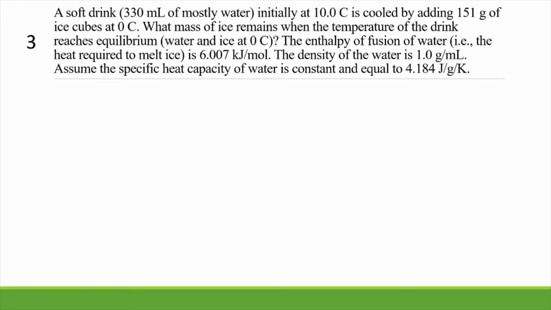Okay, number 3, a soft drink, 330 milliliters of mostly water, initially at 10 degrees Celsius, is cooled by adding 151 grams of ice cubes at 0 degrees Celsius. What mass of ice remains when the temperature of the drink reaches equilibrium? The enthalpy of fusion of water is 6.007 kilojoules per mole. The density is 1 gram per milliliter. Assume the specific heat capacity of water is constant and equal to 4.184 joules per gram per Kelvin.